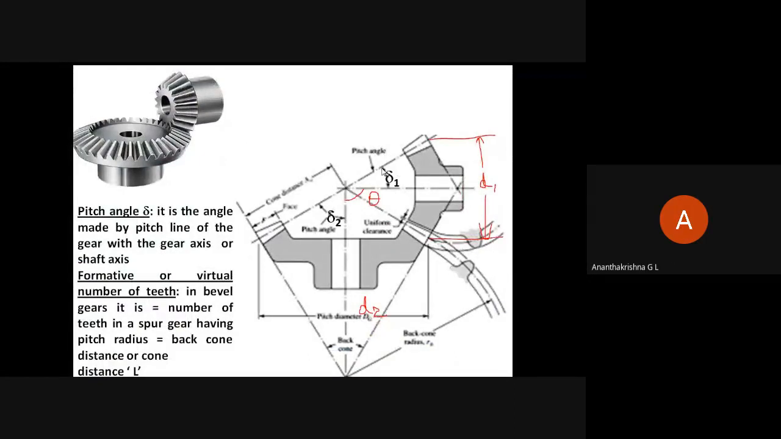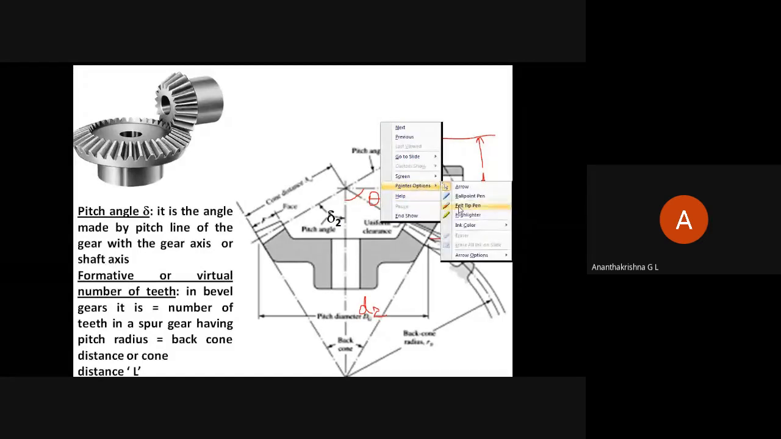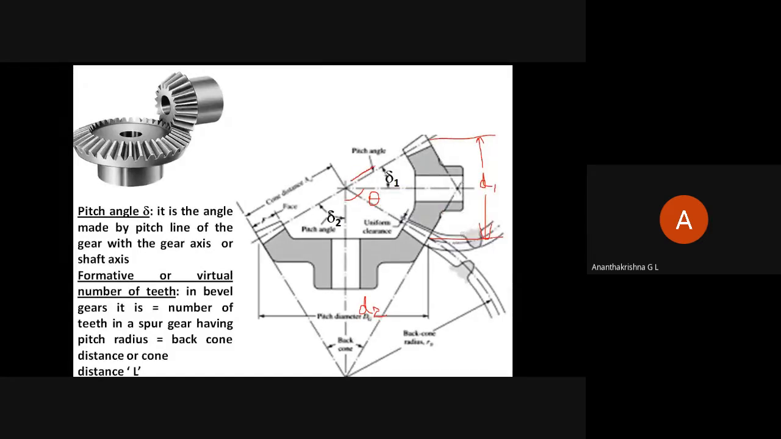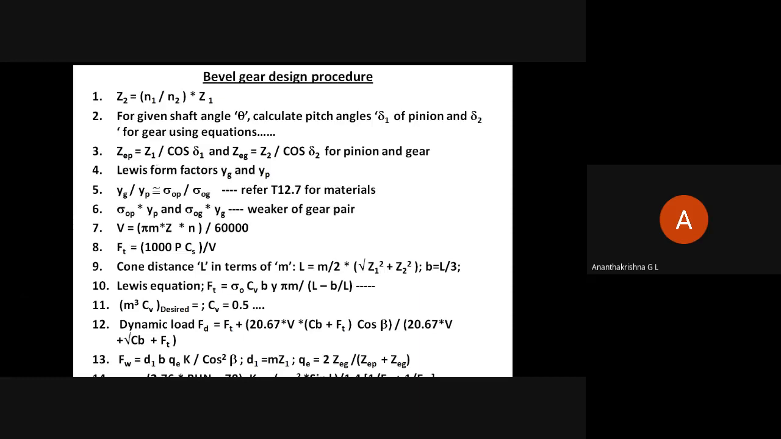It is the angle made by this pitch line with reference to shaft axis. This angle is called pitch angle. This is with reference to gear, that is delta 2. And then formative number of teeth is given by Z is equal to Z1 by cos delta 1.